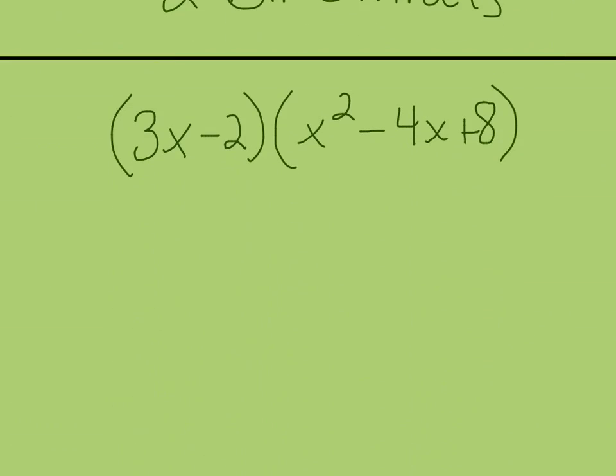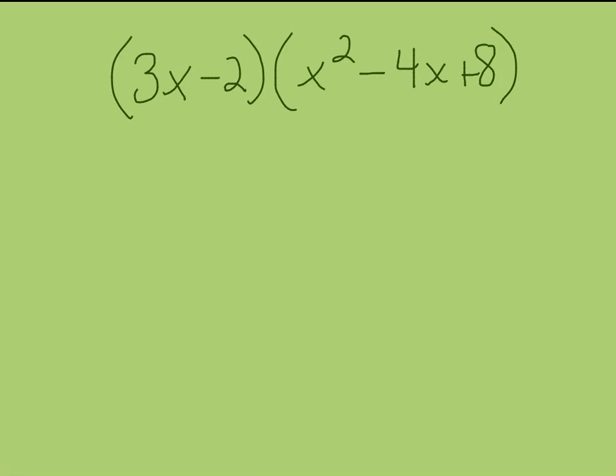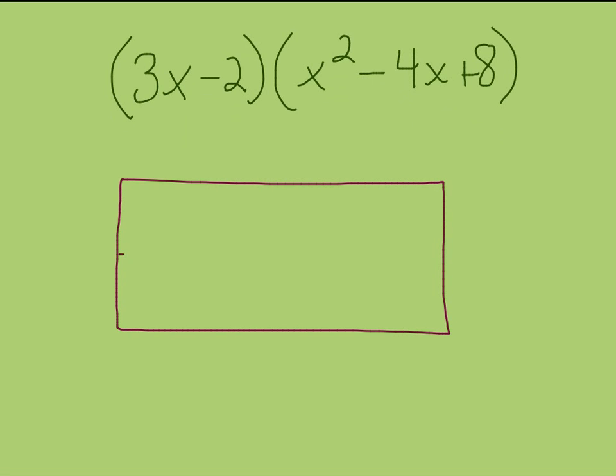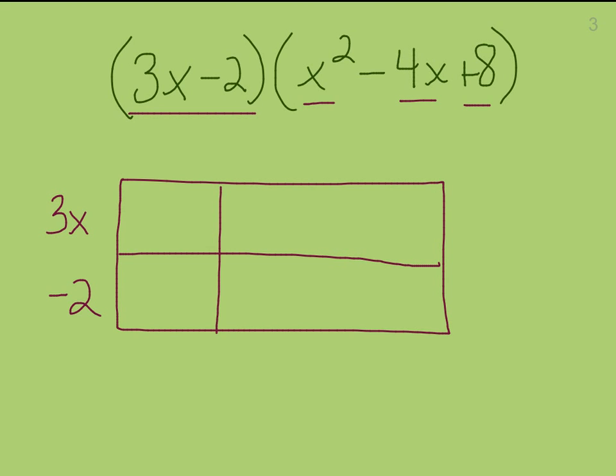When you do a binomial times a trinomial like this one, I'm going to start out by making a box, and this time I'm going to do 2 rows because I like to put the first one on the outside, so we can say 3x and then minus 2. But on the top I'm going to have 3 terms, so I'm going to need 3 columns like this. So we go x squared minus 4x plus 8.